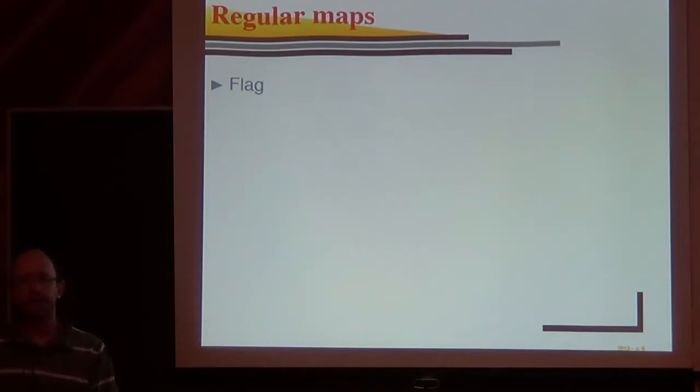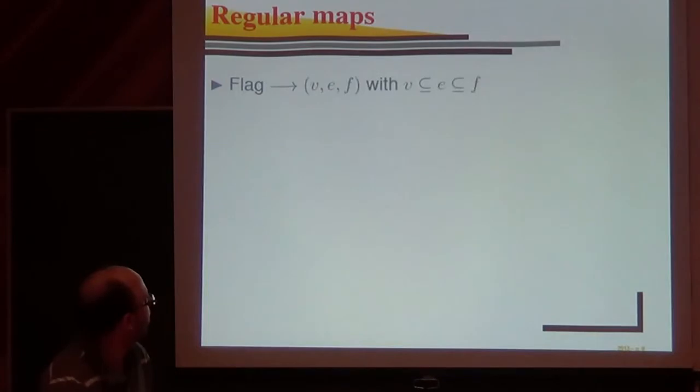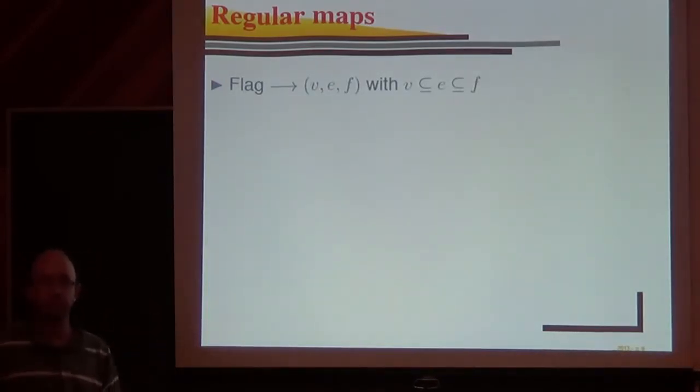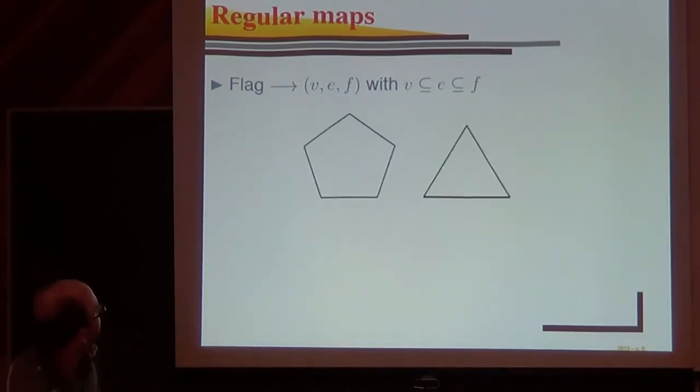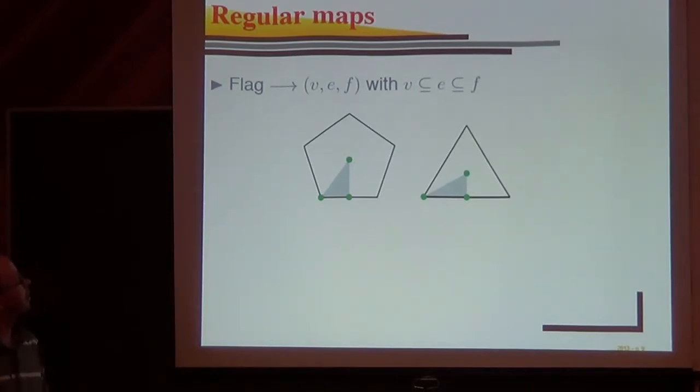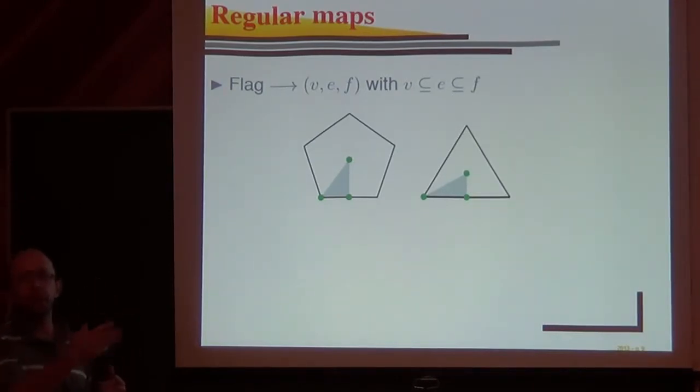In order to define regular maps, which play a crucial role in this talk, I need to define first a flag. A flag of a map is a triple consisting of a vertex, which is contained on an edge, which is contained on a face. And it can be visualized if I have one face of the map. I can take a triangle that has a vertex on the vertex that I chose, another vertex in the midpoint of the edge I chose, and the third vertex in the center of the face I chose, so that creates a triangle.